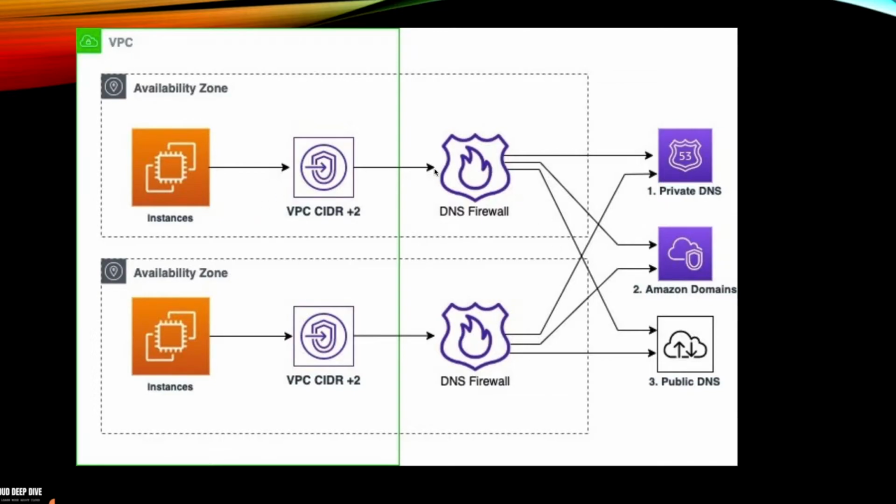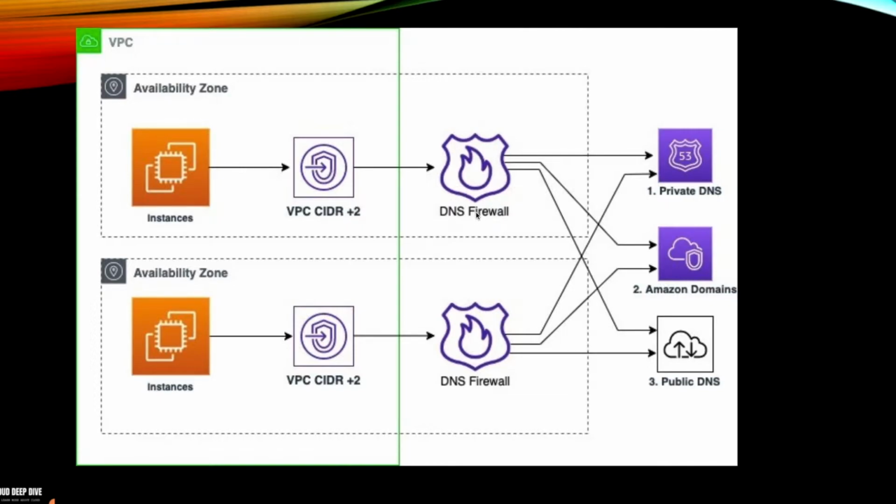Now, how will Route 53 DNS Firewall help you here? For any DNS queries going from your VPC to Route 53, you can create a DNS firewall, and that DNS firewall inspects all the queries made from your Route 53 to the outside world, or to private DNS or Amazon domains. Basically, any queries going from your VPC through Route 53 Resolver will be inspected by this firewall.